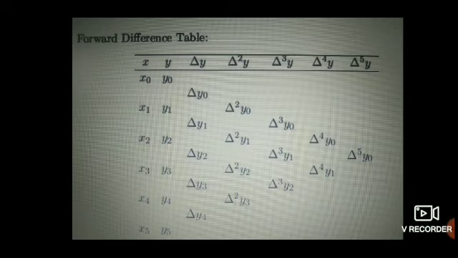Here, since we have taken values of x from x0 to x5 and corresponding values of y, y0 to y5, we get the fifth forward difference only. If you take more x and y entries, we will get more forward differences. So this table we call the forward difference table.